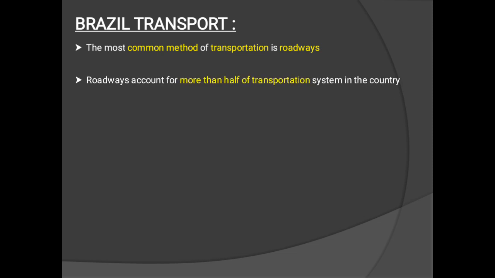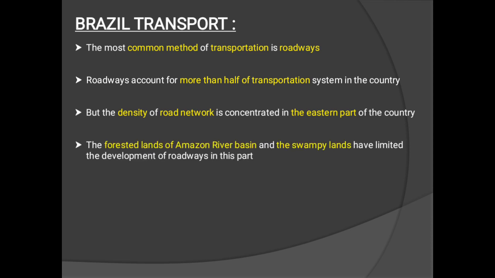Let's learn about Brazil transport. The most common method of transportation is roadways. Roadways account for more than half of transportation system in the country. But the density of road network is concentrated in the eastern part of the country. The forested lands of Amazon River Basin and the swampy lands have limited the development of roadways in this part.